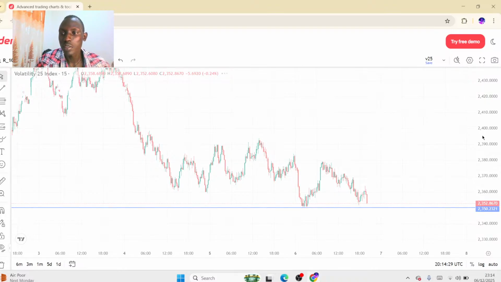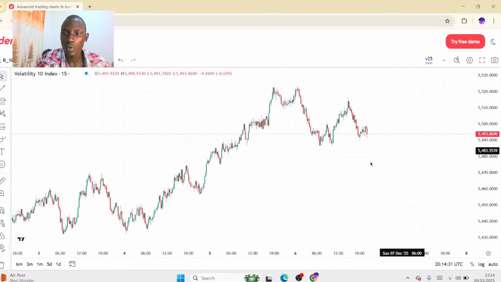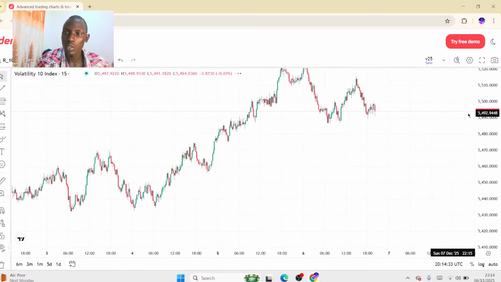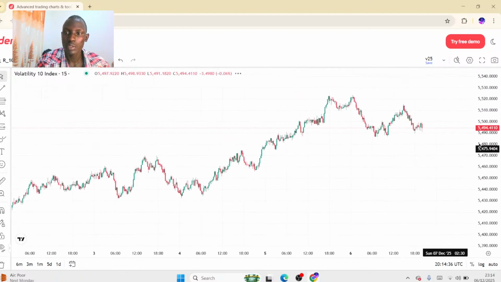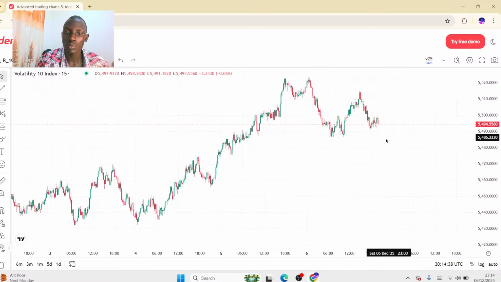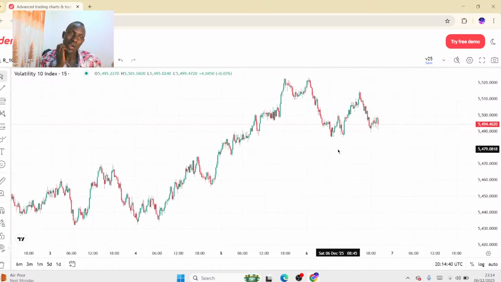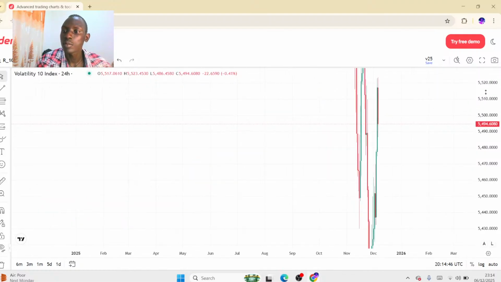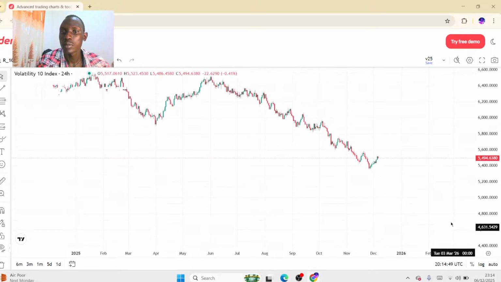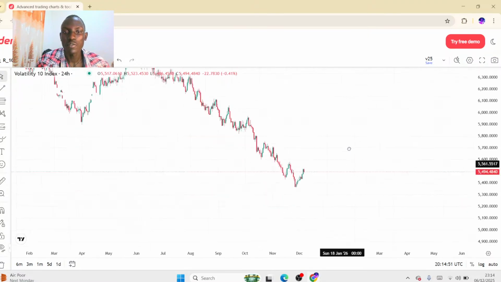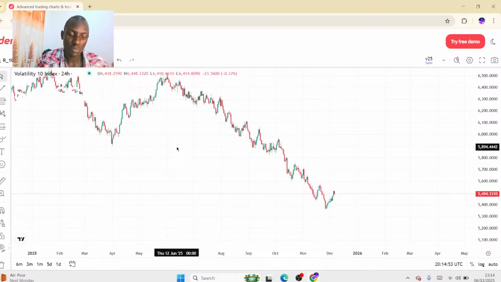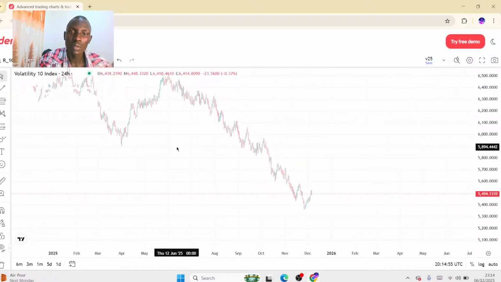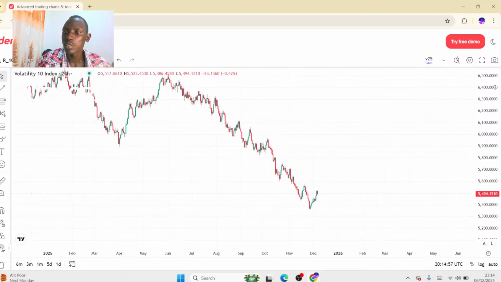You have to trade a pair where you see a setup. Like here, we are able to see a setup. Now, how do we begin? Begin from the higher time frame, which is the 24 hours time frame. What we are seeing here is that the market has been trending down.